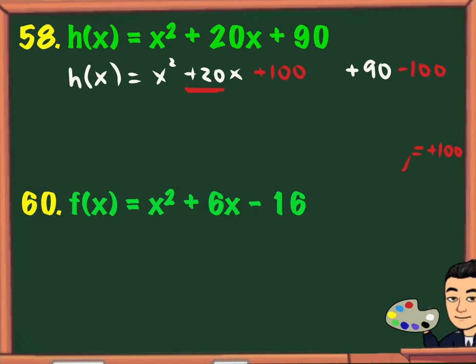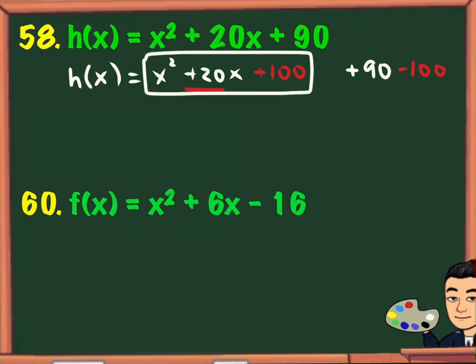So let me go ahead and erase this. So we can write this as a square of a binomial. So h of x is equal to (x plus 10) squared, and then plus 90 minus 100. So subtract 10, and that's your vertex form.